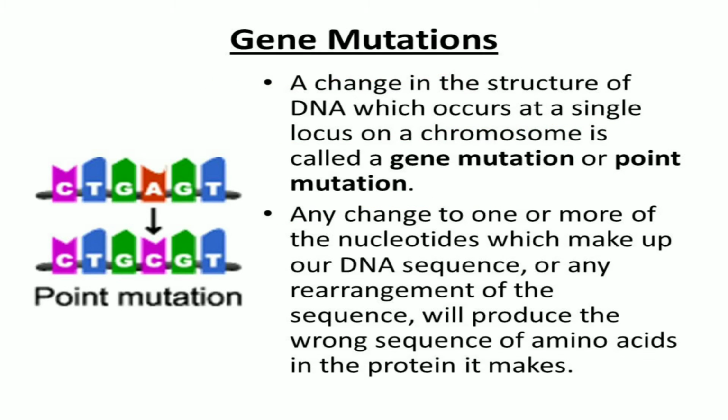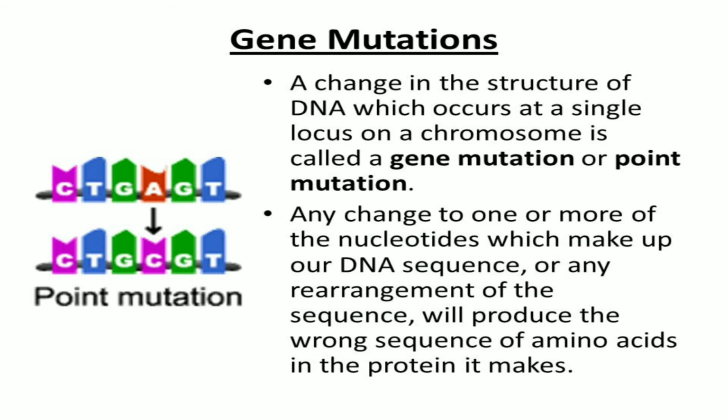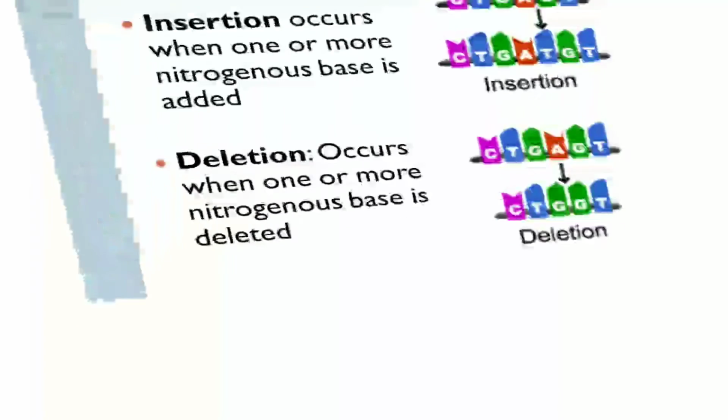Now, any change to one or more of the nucleotides brings about not a change in the structure of the chromosome, but in the sequence of the nucleotides which make up the DNA sequence. Any other rearrangement of the sequence will produce the wrong sequence of amino acids and will make a protein which will be quite different. So, gene mutations are the mutations at the level of the nucleotides.